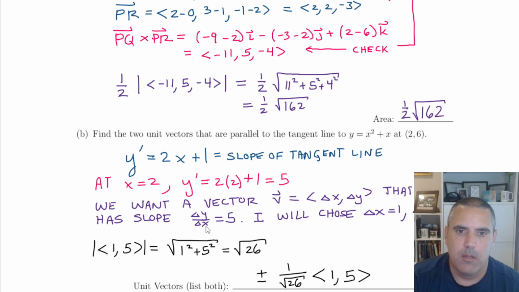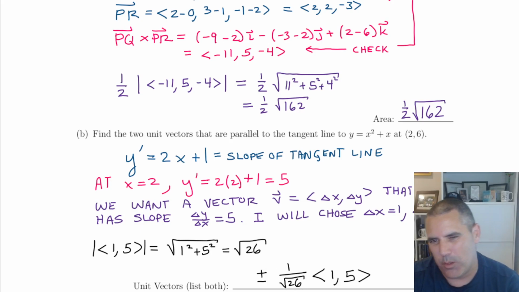So it goes. But we needed a vector that has slope 5. I chose to use 1, 5. You can choose anything where the ratio is 5 and then make it a unit vector. There are 2 because it's this plus or minus, so you'd have a minus distributed through or a plus distributed through. Again, about 40% got it right.